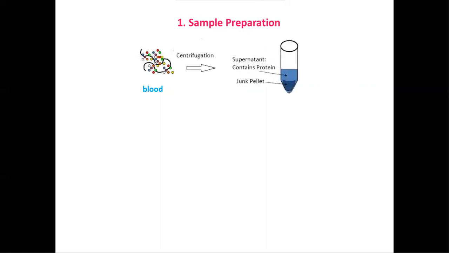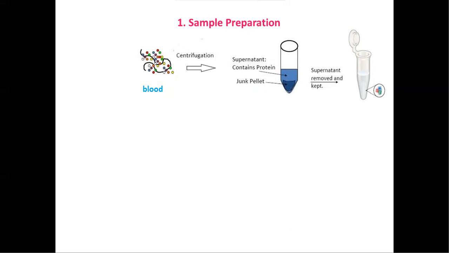The first step here is sample preparation. In this step, firstly, we need to collect the patient's blood, which contains all cellular components along with our protein of interest. We don't need other cellular components such as RBC, WBC, platelets, etc. So we must centrifuge the sample to separate the supernatant blood serum, which contains multiple proteins, including target protein molecules.